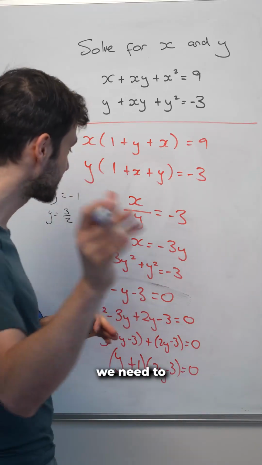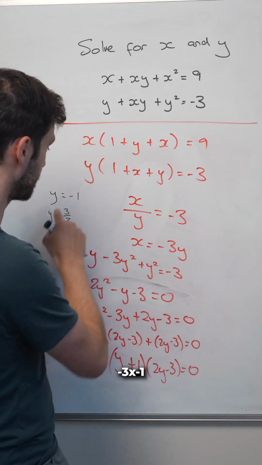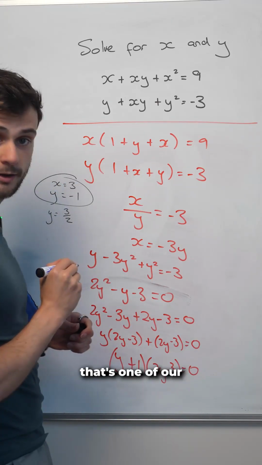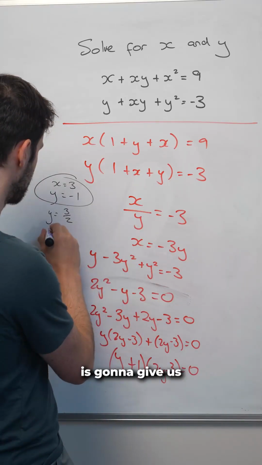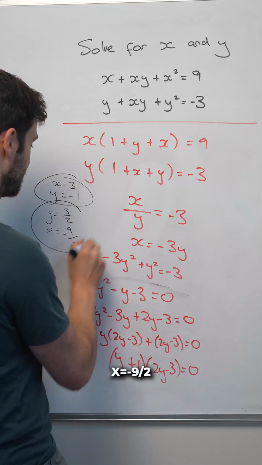Of course, we're not done yet. We need to substitute that back to find our x values. So minus 3 times minus 1 will give us x equals 3 as one of our solution pairs. The other one, substituting 3 over 2, is going to give us x equals minus 9 over 2 as our other solution pair.